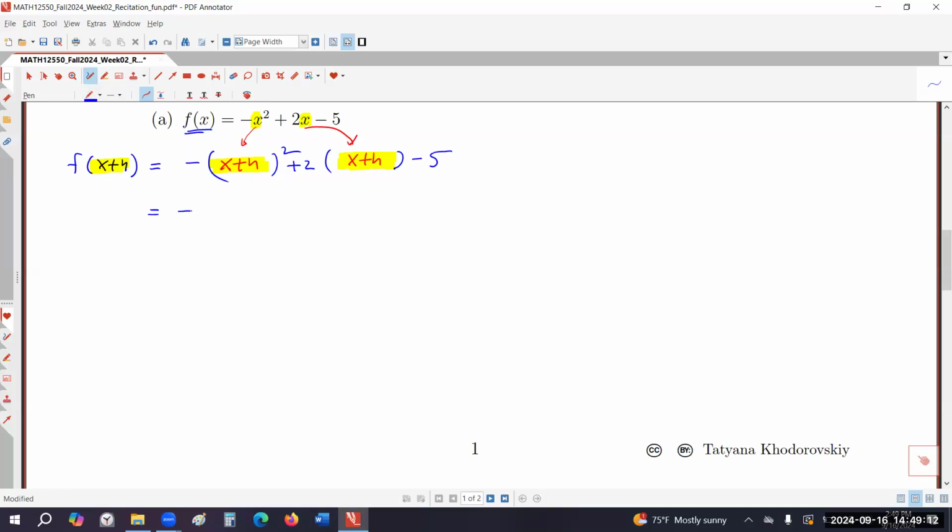Square power means multiply the same thing twice. So you cannot actually distribute the power when you have addition or subtraction in the base. Instead, you're going to do x plus h times x plus h. If you don't know the special formula, do this; if you do know the special formula, use the formula. Here, we are going to do distribution. So negative 2x plus positive 2x plus 2h, and this 5 has nothing to do, they bring it down.